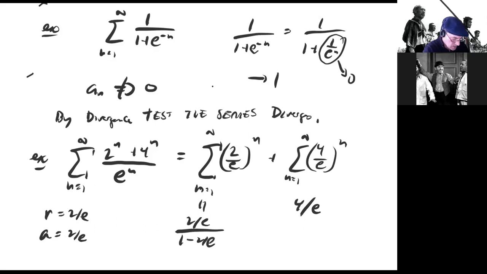Oops, this is not going to work, because 4 over e has common ratio bigger than 1. So this one will diverge. So how do we deal with this? Well, here's how you deal with this. Let me go back a little bit. We know the first one, 2 over e, is a number less than 1, but the second common ratio is bigger than 1.